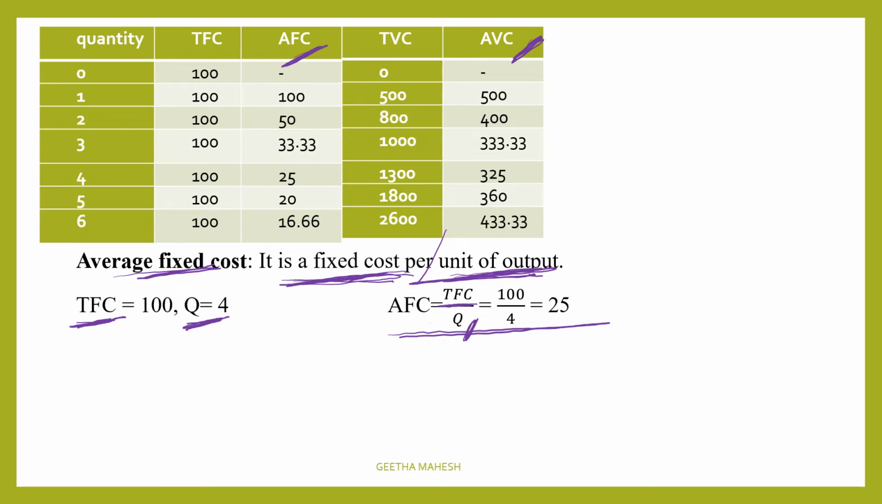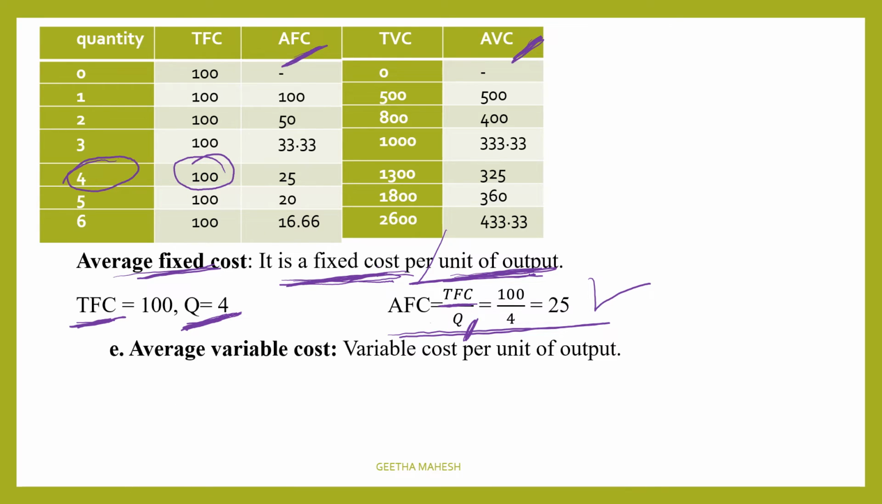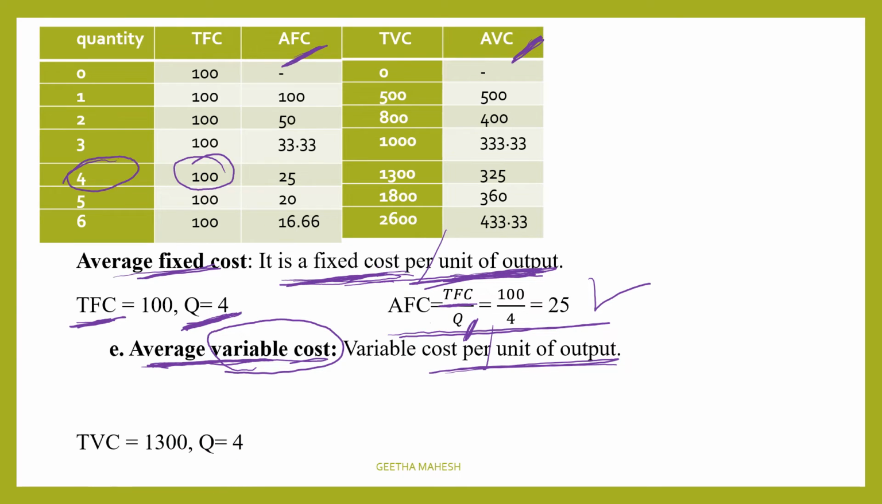What is total fixed cost when 4 units of output, Q equal to 4? At that time total fixed cost is 100. 100 divided by 4, you will get 25. So average fixed cost is nothing but fixed cost per unit of output. Similarly, you can discuss average variable cost. What is average variable cost? Variable cost per unit of output, we call it as average variable cost. How will you calculate average variable cost?